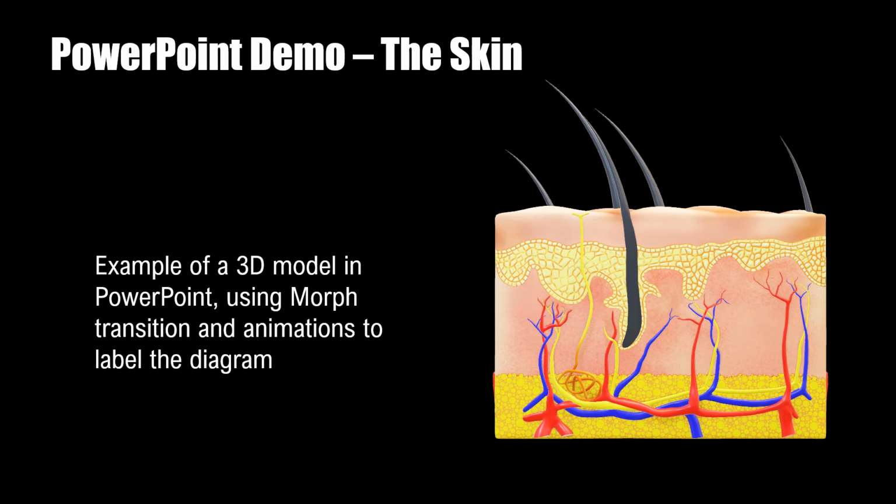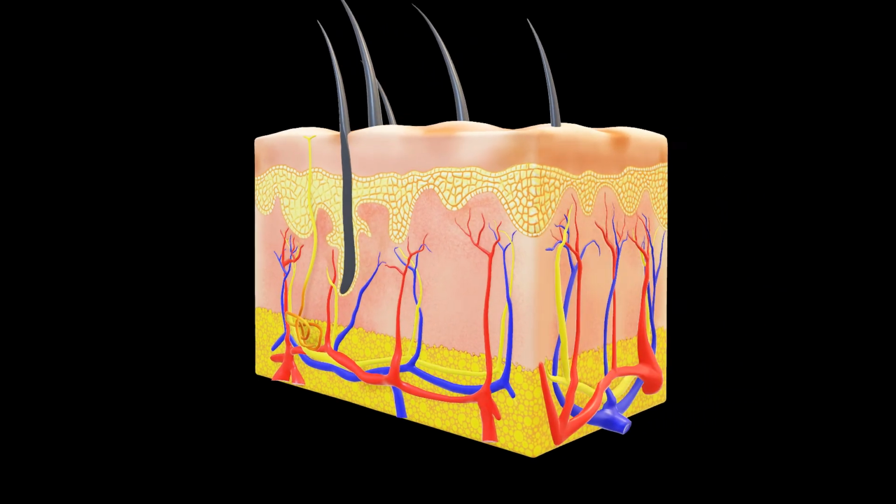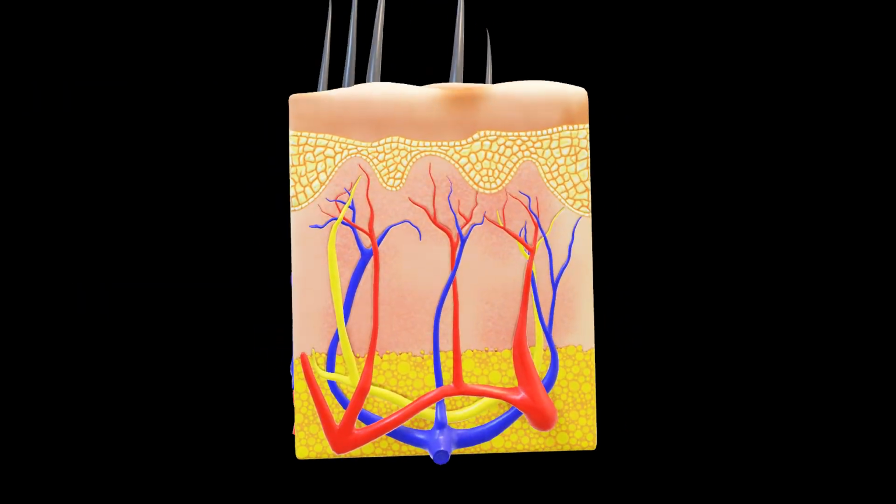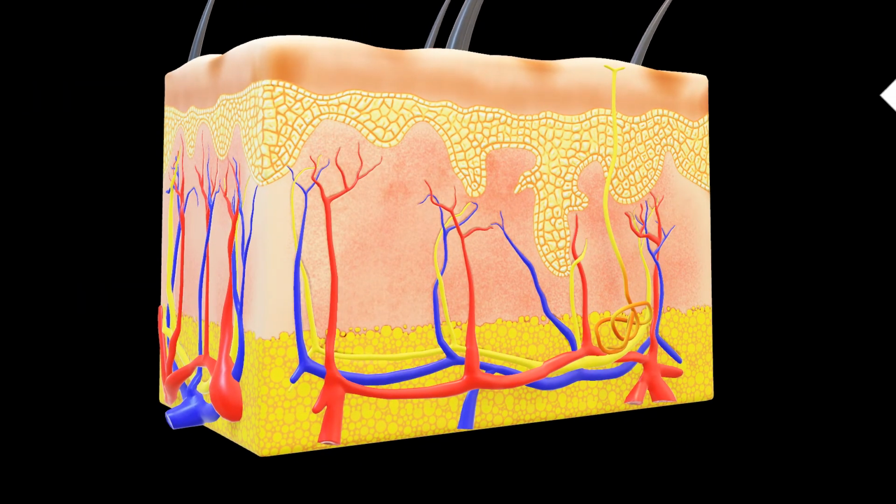Example of a 3D model in PowerPoint using morph transition and animations to label the diagram. Hair shaft, blood vessels, nerve fibre.